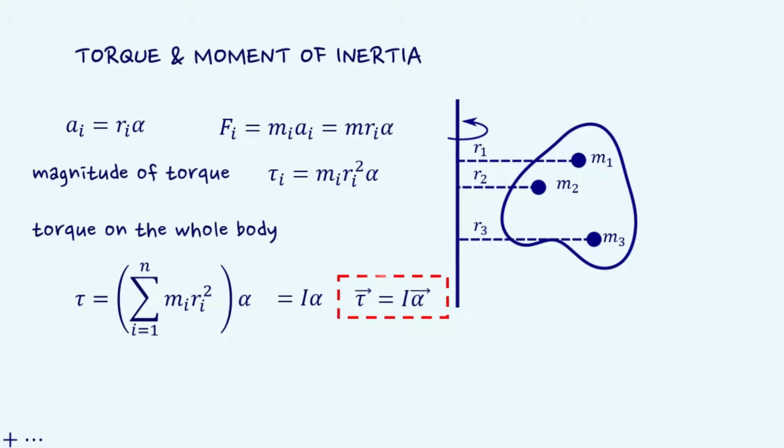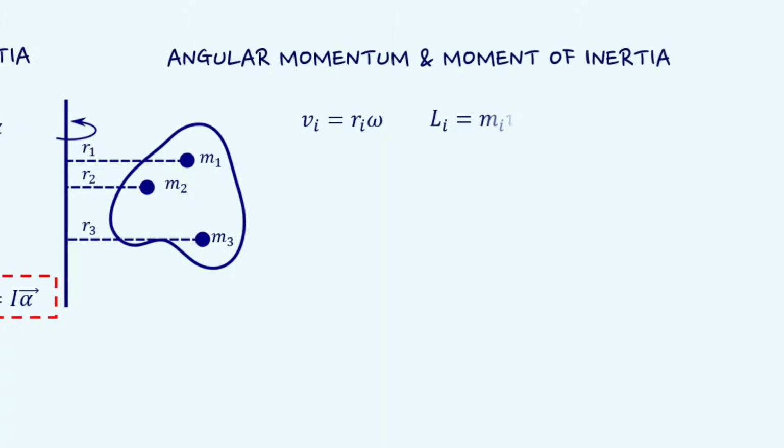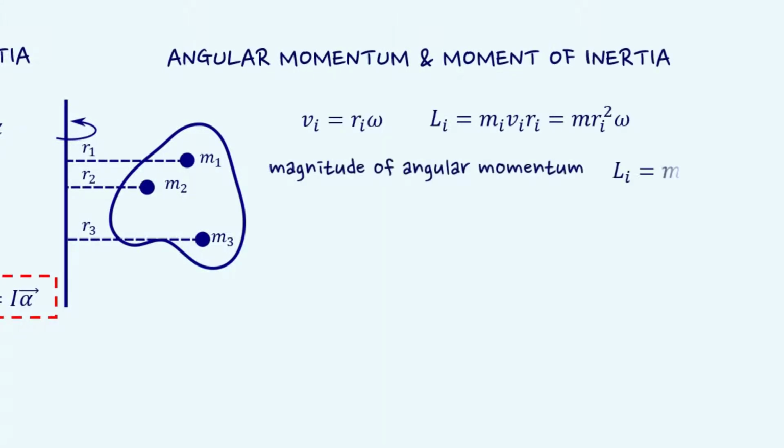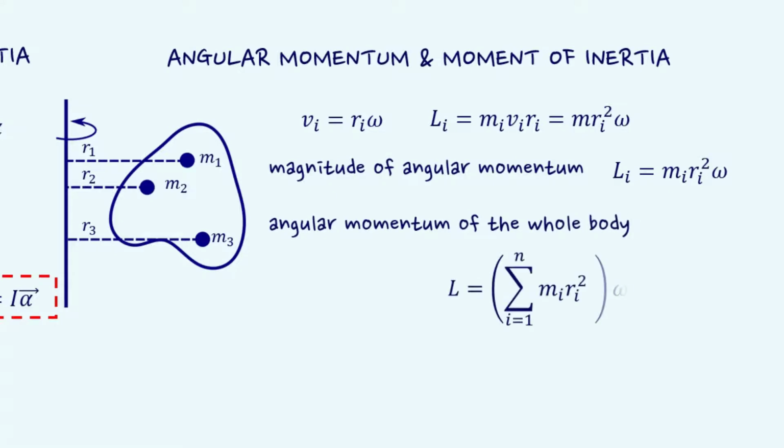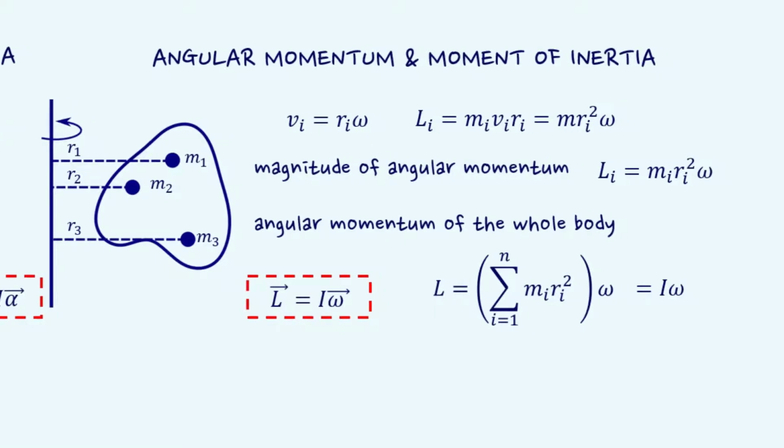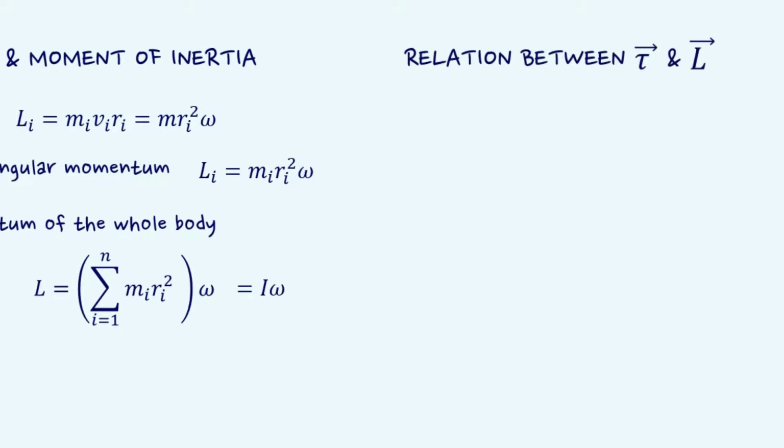Both torque and angular acceleration are vector quantities and have the same direction. Similarly, starting from the concept of linear velocity, we can obtain an expression relating angular momentum and moment of inertia, which is L equal to I times omega. Both angular momentum and angular velocity are vector quantities and have the same direction, which can be obtained using the right hand thumb rule. We can also relate torque and angular momentum using these expressions.